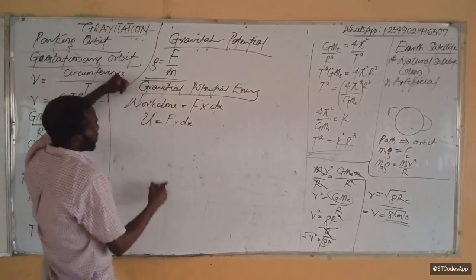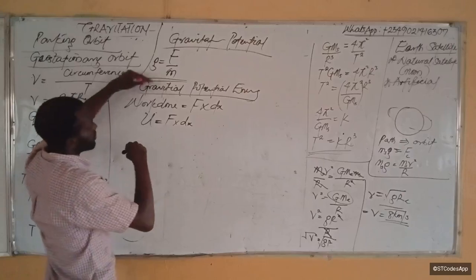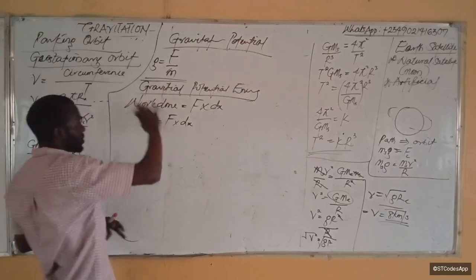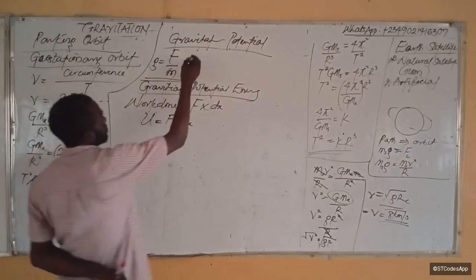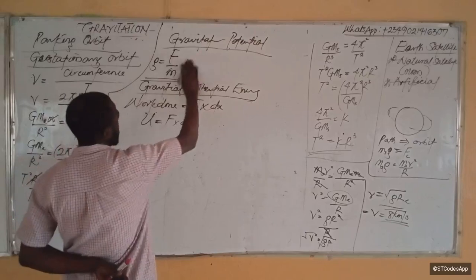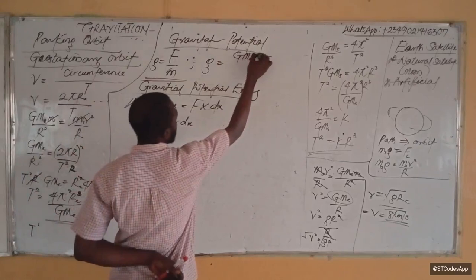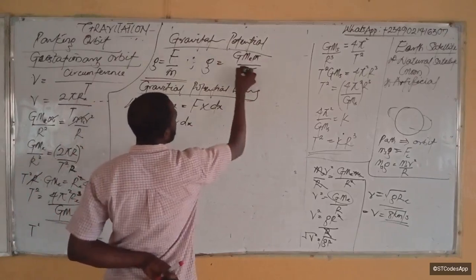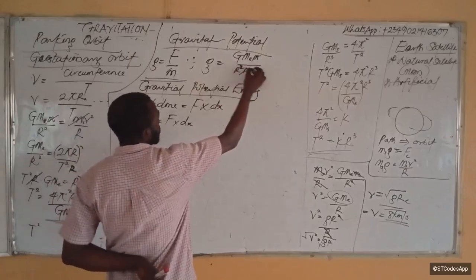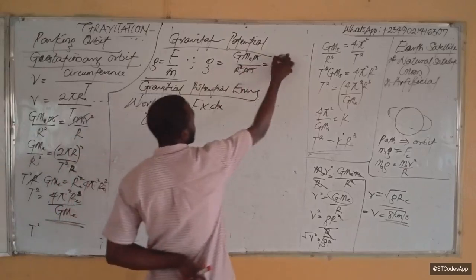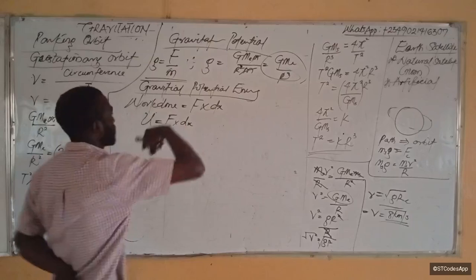Now what is force? To get the work done, the gravitational potential energy from infinity to a point, the field strength g will be equal to force over m, which is GM over r squared. Remember force is GMm over r squared. So the value of g can also be GM over r squared. You see, it proves what we got the other time.